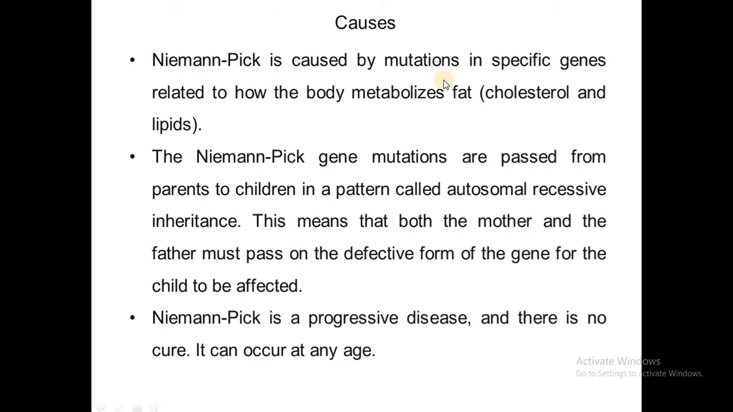Causes: Niemann-Pick is caused by mutation in specific genes related to how the body metabolizes fat. So here, the enzyme is affected by mutation in the genes. The Niemann-Pick gene mutations are passed from the parents to the children in a pattern called autosomal recessive inheritance. This means that both the mother and the father must pass on the defective form of the gene for the child to be affected. So autosomal recessive means both parents have the defective gene, which is transferred to the children.